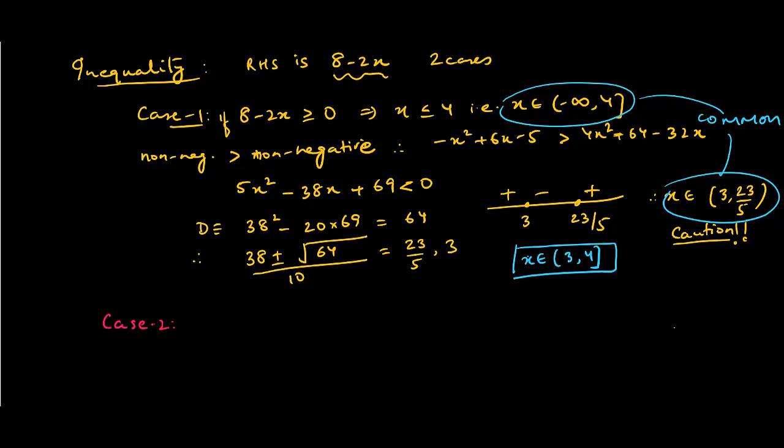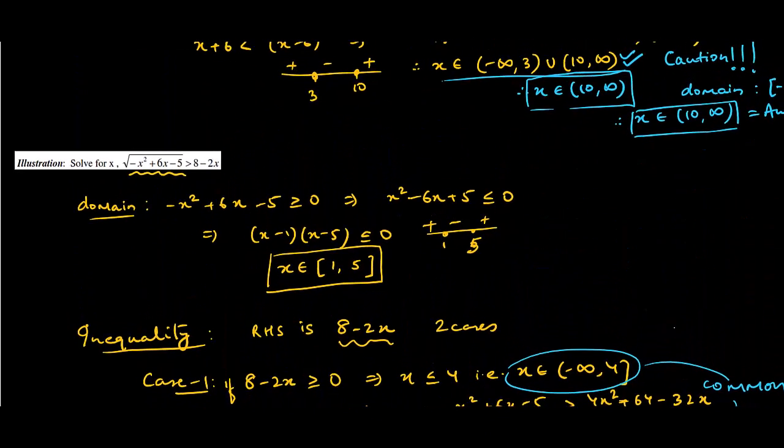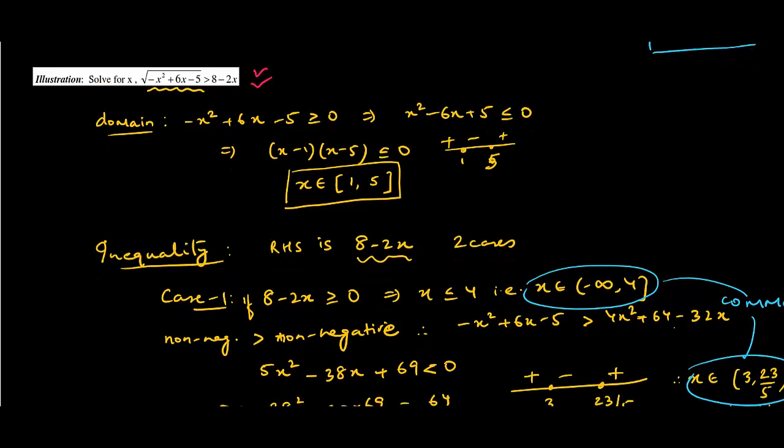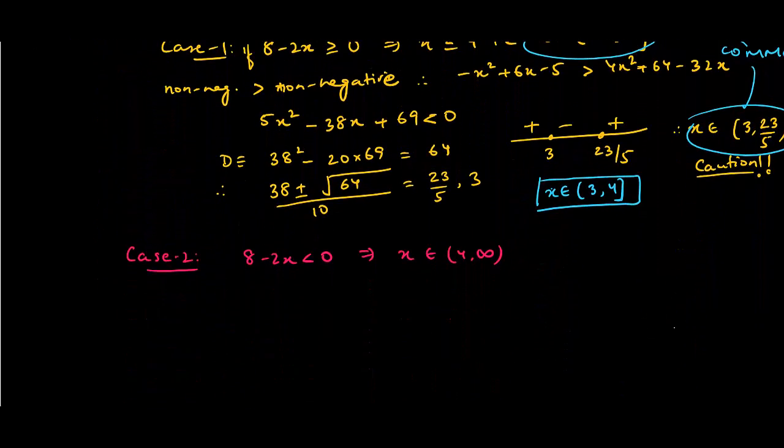Case 2, where we assume that 8 minus 2x is now negative, which means x belongs to 4 to infinity. x has become greater than 4. Now this time, this was the original inequation that we had. So now the left hand side is non-negative and right hand side we have assumed as negative. So this inequation now results in left hand side is greater than right hand side. Now right hand side we have assumed to be negative and this is non-negative. So when will a non-negative be greater than a negative? It is always true.